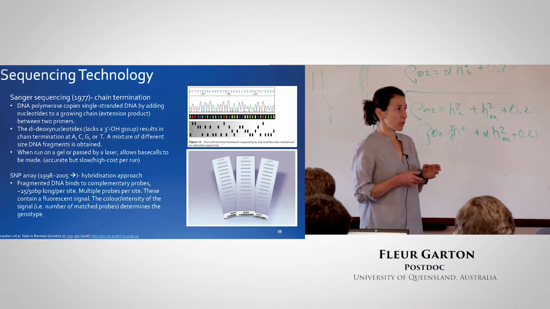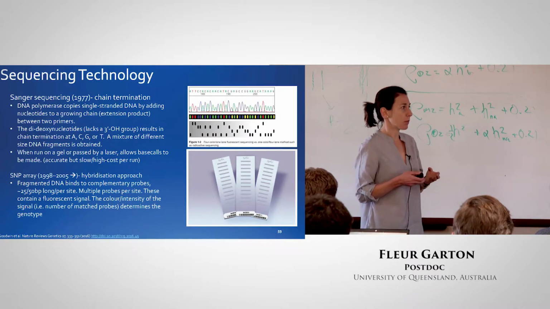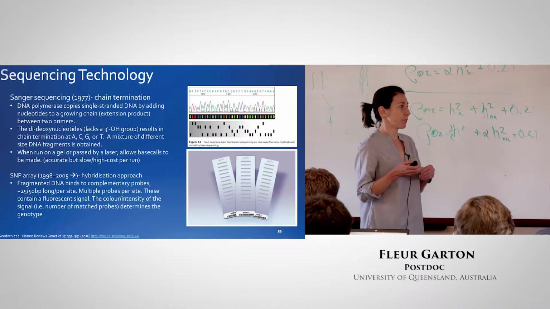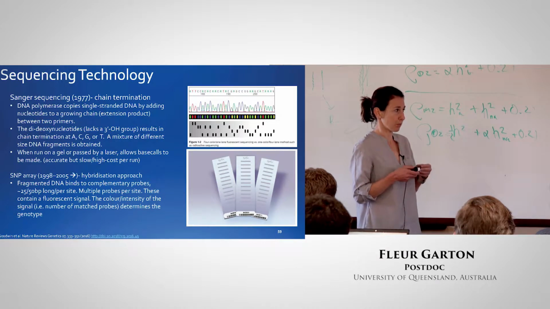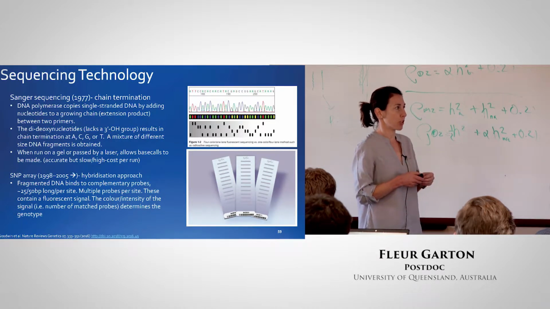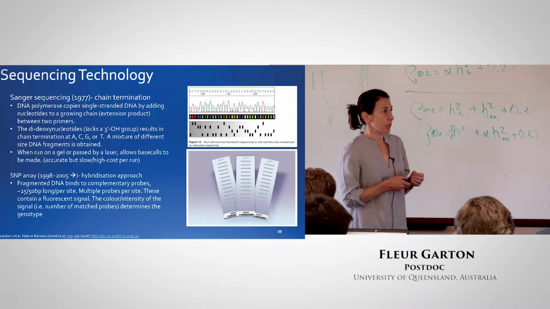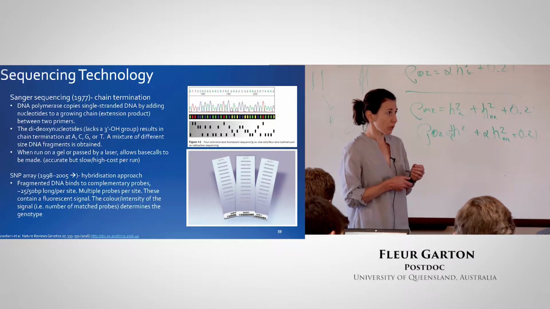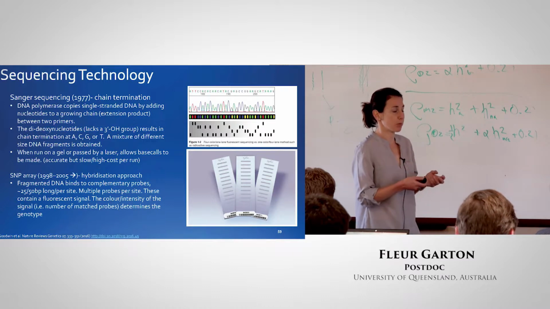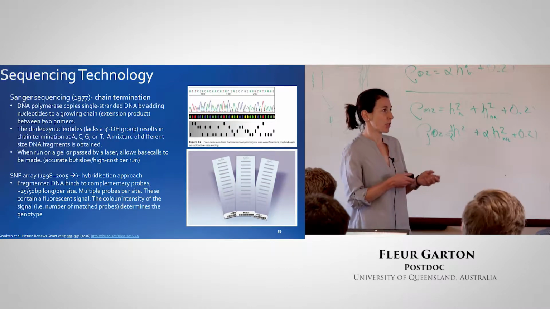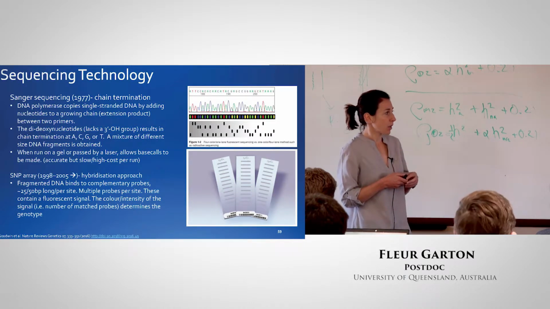And so this method is actually quite accurate, but it isn't as efficient as the newer methods, and it has quite a high cost per run because of this reduced efficiency. Typically the way you'll see a result is a chromatogram, and these are the bases at each position that it's calling. And you can see these are coloured by different fluorescent dyes. So this has been run through a laser.